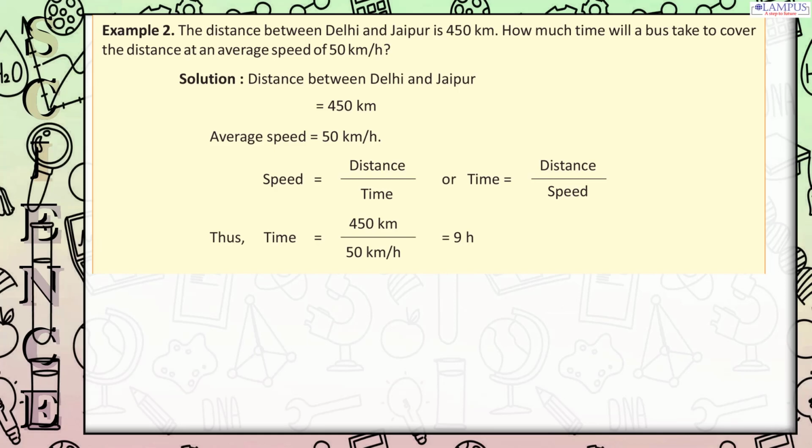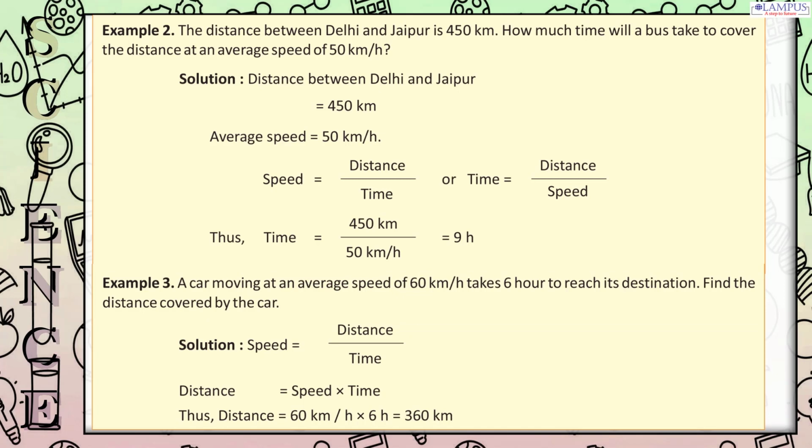Example 2. The distance between Delhi and Jaipur is 450 kilometers. How much time will a bus take to cover the distance at an average speed of 50 kilometers per hour? Solution. Distance between Delhi and Jaipur equals 450 kilometers. Average speed equals 50 kilometers per hour. Speed equals distance divided by time, or time equals distance divided by speed. Thus, time equals 450 kilometers divided by 50 kilometers per hour equals 9 hours.